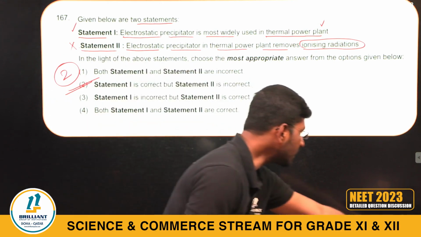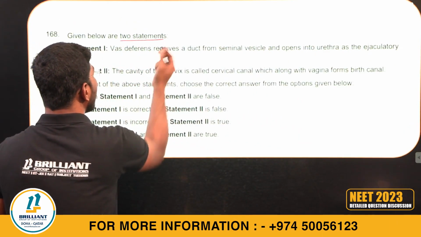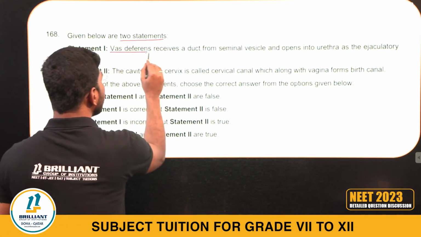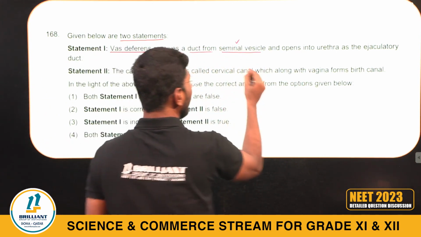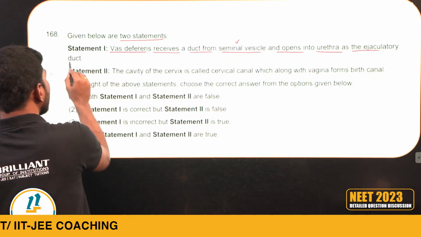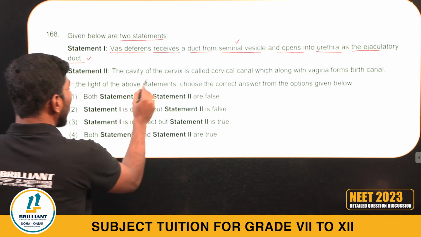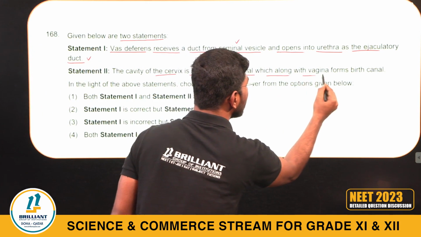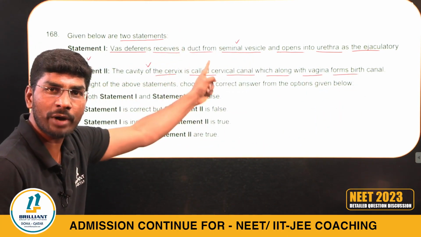167. 168. Given below are two statements. Again two statements are given. Statement 1: vas deferens receives a duct from the seminal vesicle and opens into the urethra as the ejaculatory duct. Next: the cavity of the cervix is called the cervical canal, which along with the vagina forms the birth canal. Absolutely correct. Both statements are right here.